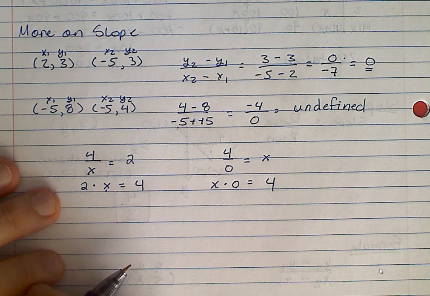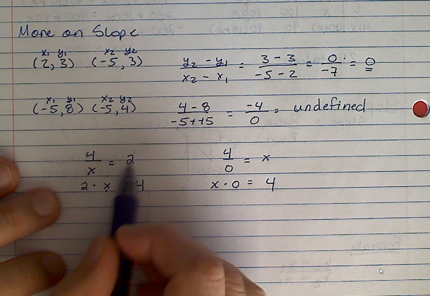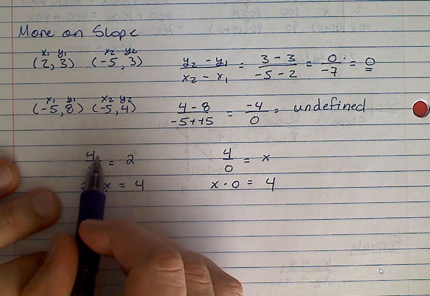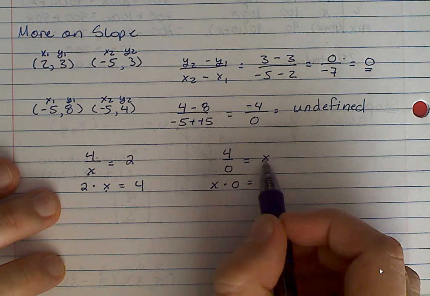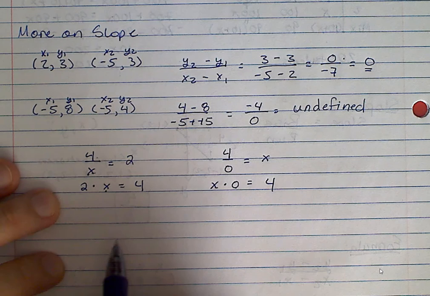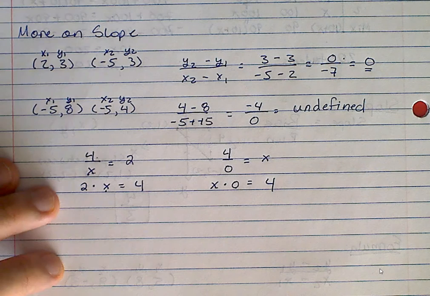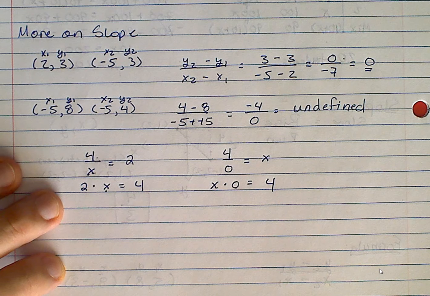Because over here, I would have to be able to do 2 times this to get back out that. I cannot do any number times 0 and get back out 4. You can't divide by 0. Kind of, sort of? Yeah.